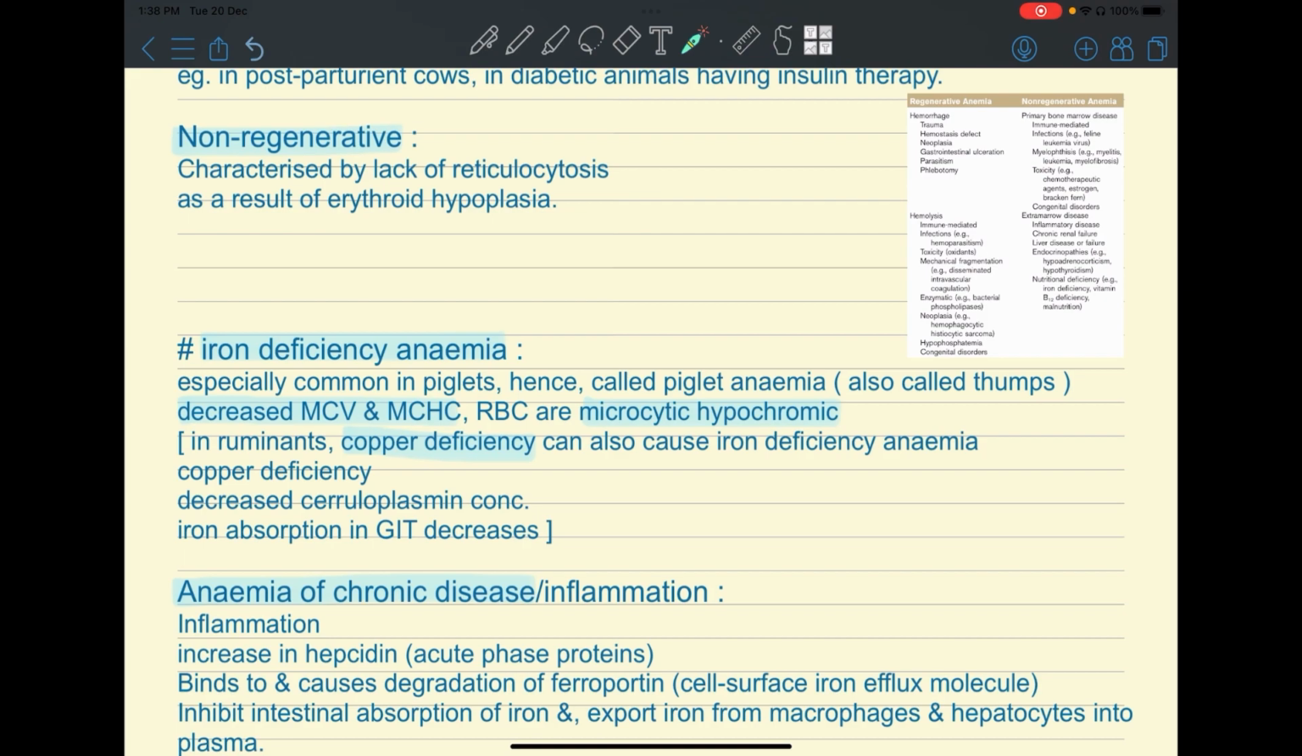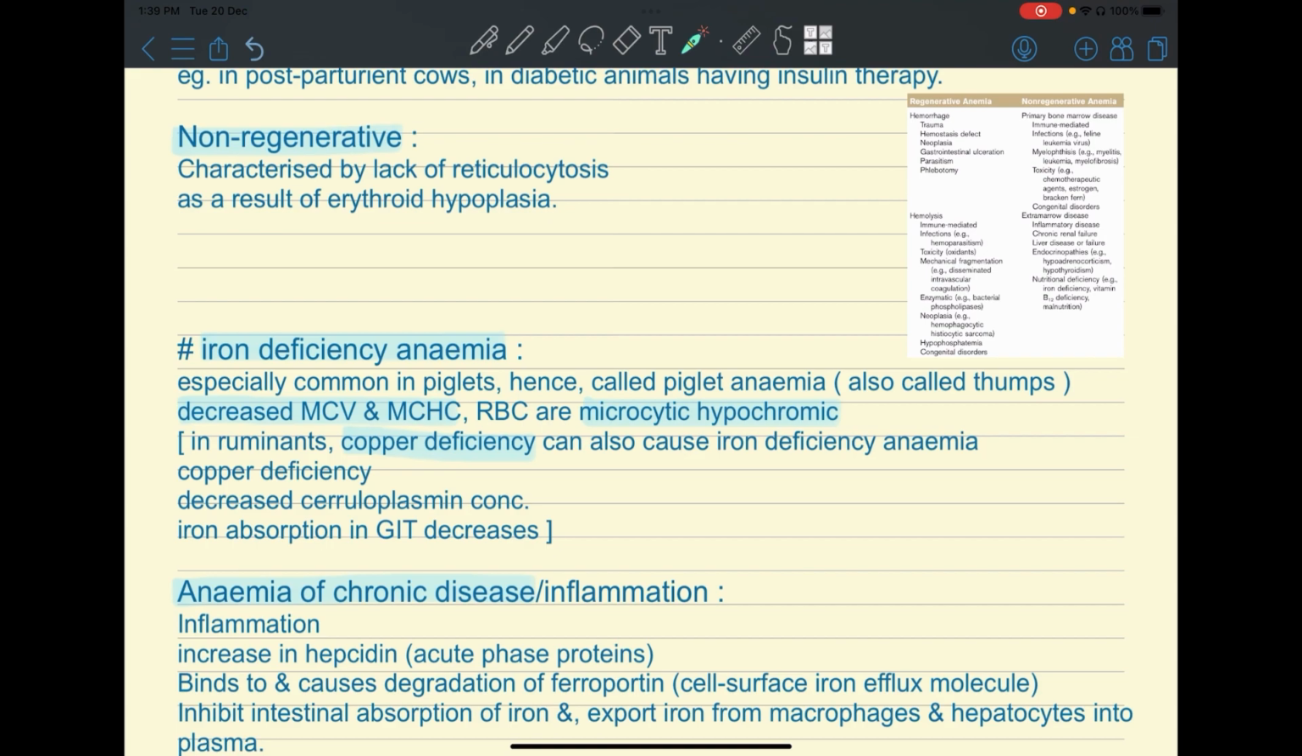There's another way of classification of anemia other than this regenerative, non-regenerative, and it is based on the size and pigmentation of the RBC. Okay, so MCV is used to determine the size of the RBC, while MCHC will talk about the hemoglobin concentration in the RBC. Right? So if there's less MCV, we'll call it microcytic. If it is more, then we'll call it macrocytic. If MCHC is less, then it is hypochromic. And if the MCHC is more than normal, then we'll call it hyperchromic. Okay, so RBC in case of iron deficiency anemia are microcytic and hypochromic.